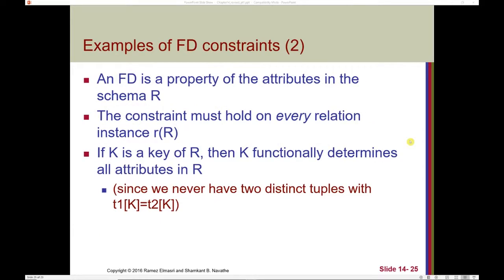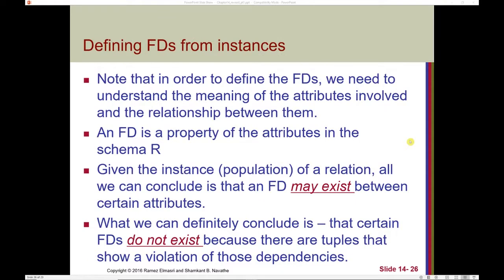A functional dependency is a property of the attributes in the schema, and the constraint must hold on every single relation instance or record in the relation. If you pick an attribute or a set of attributes and it is a key, then that attribute or set of attributes can be said to functionally determine all of the attributes in the relation. We can actually look at instances or records and define functional dependencies. But in order to define functional dependencies, we have to understand the meaning of the attributes involved and the relationship between them. A functional dependency is a property of the attributes in the schema.